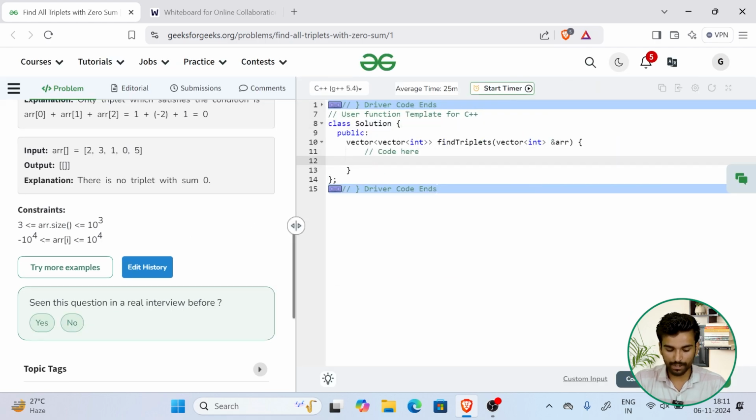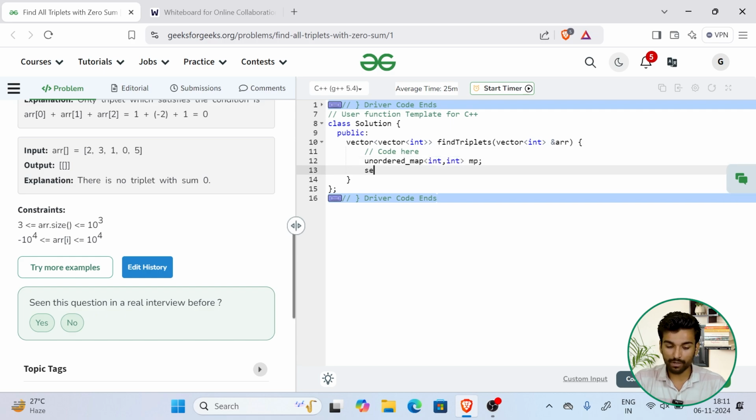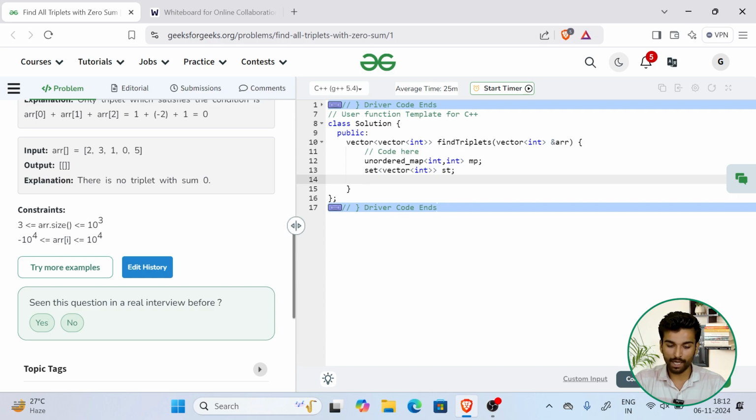First of all we need a hash map to store the values, so I'm taking one hash map of integers. We are also going to take a set. Why are we going to take a set? To keep the unique values. I'm going to use a set as st, and we are going to use two nested for loops: i is to find the value of a, and j is to find the value of b.